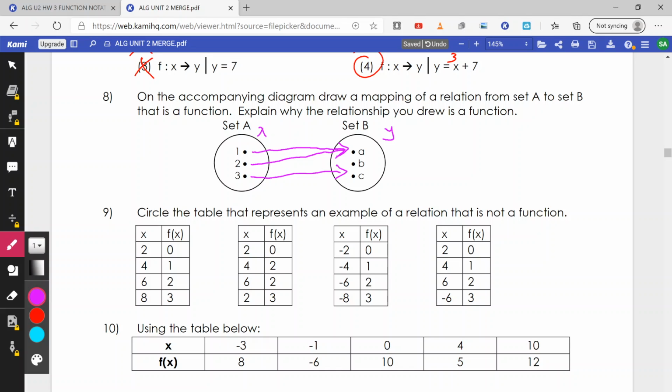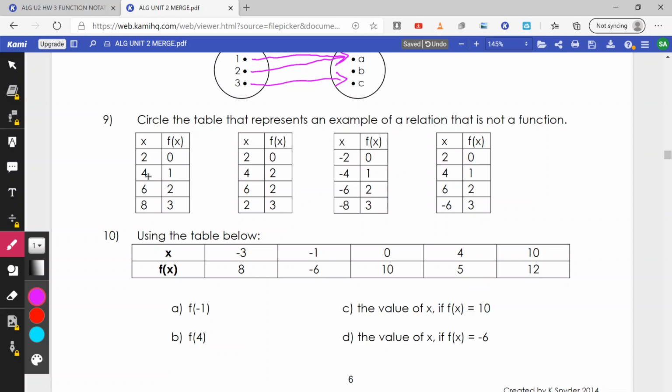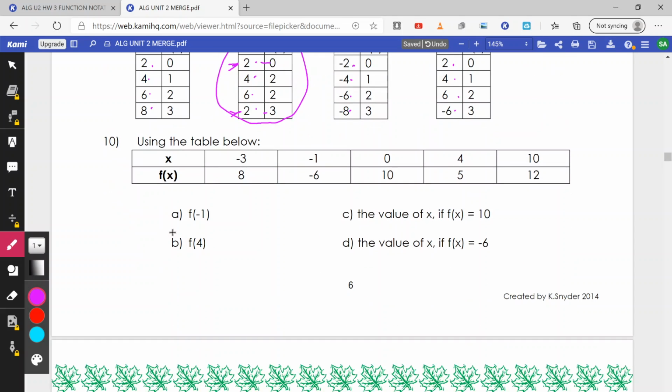Number 9, circle the one that's not a function. Again, function means x values do not repeat. So I'm looking for the one where I have x values that don't repeat. So 2, 4, 6, 8, my x values did not repeat, so that one's fine. 2, 4, 6, 2. I see I have 2 repeating here. This one gives me an answer of 0. That one gives me an answer of 3. I get 2 different answers for the same number, 2. So this cannot be a function. And if I check the other ones, -2, -4, -6, -8, they don't repeat. 2, 4, 6, -6, they're all different numbers. They don't repeat. So our second one is the only one not a function.